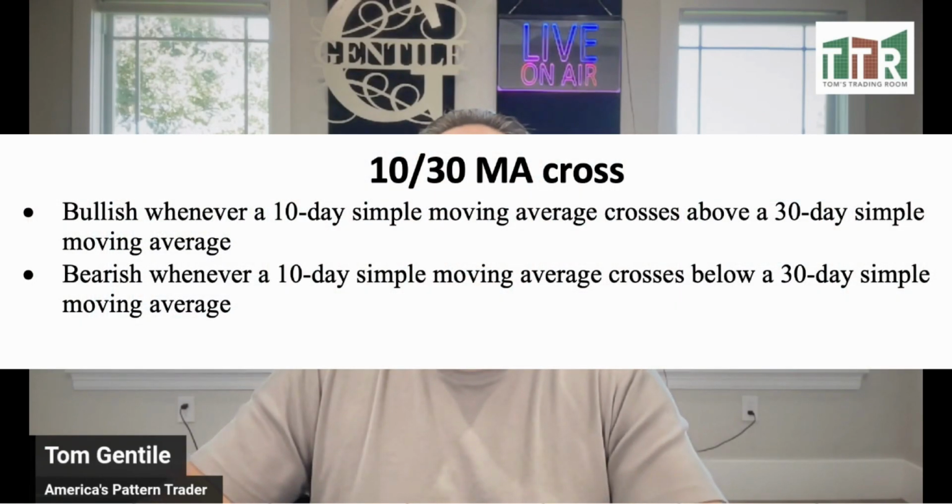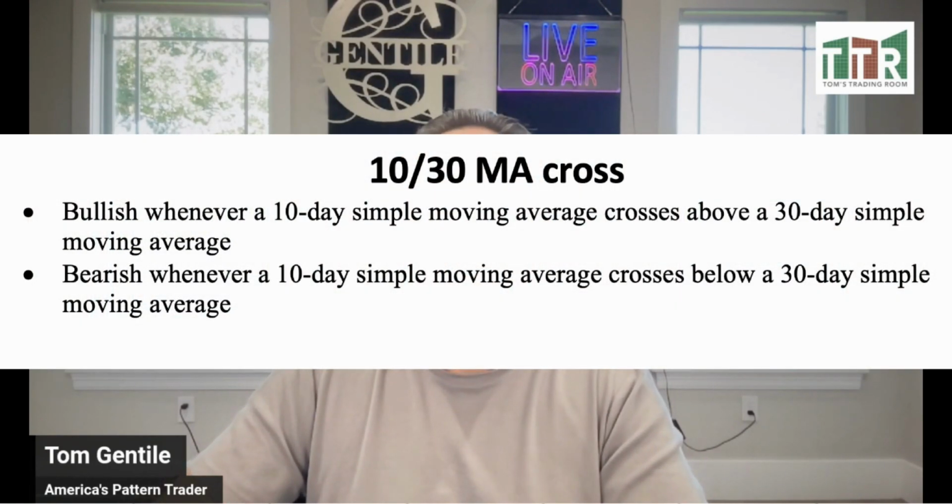Now, I'm a trader, so I need a shorter term cross. The values I like to use are the 10 and 30-day simple moving averages. That's why I call this the 10-30 crossover strategy, and it works like this. I am bullish whenever a 10-day simple moving average crosses above a 30-day simple moving average, and I am bearish whenever a 10-day simple moving average crosses below a 30-day simple moving average.